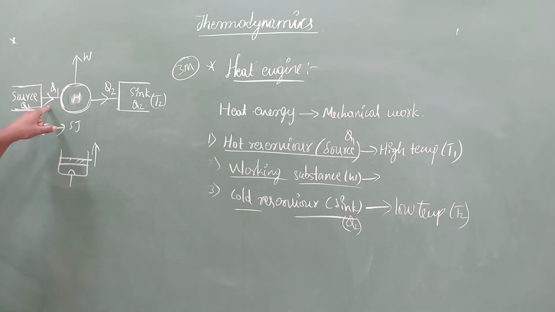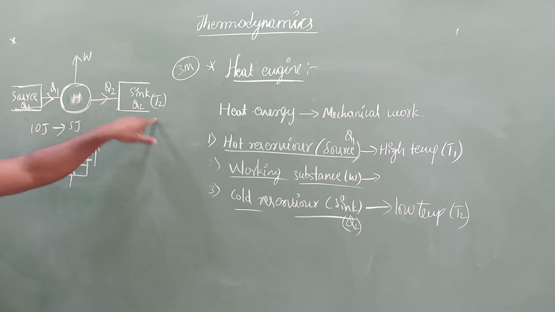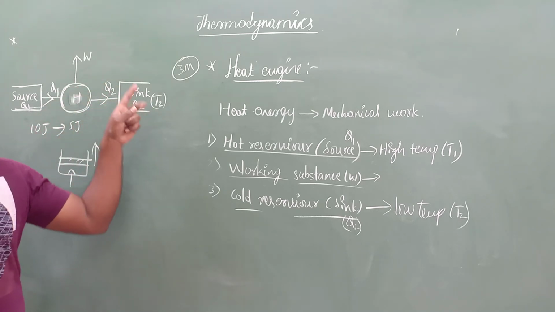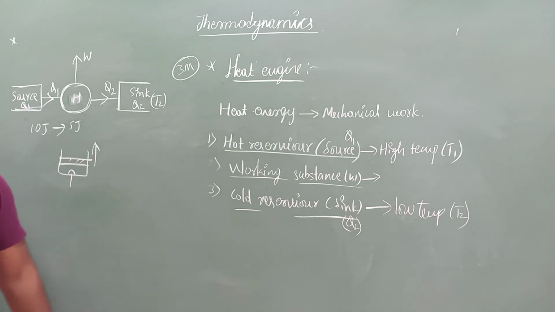Okay, so if you send Q1 amount of heat to a working substance, a certain amount of that heat is utilized to do work, and the rest of the heat goes to the sink, where the sink is maintained at a very low temperature. There it will be compensated. So what is the total amount of work done?